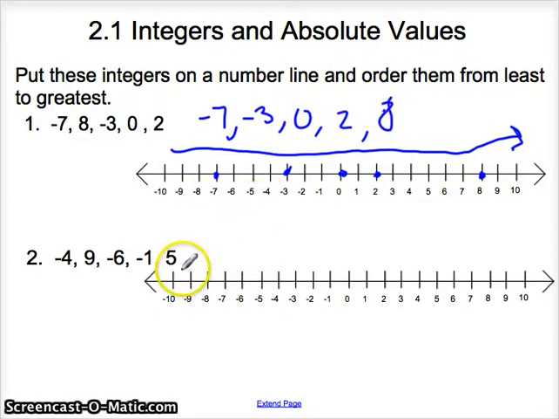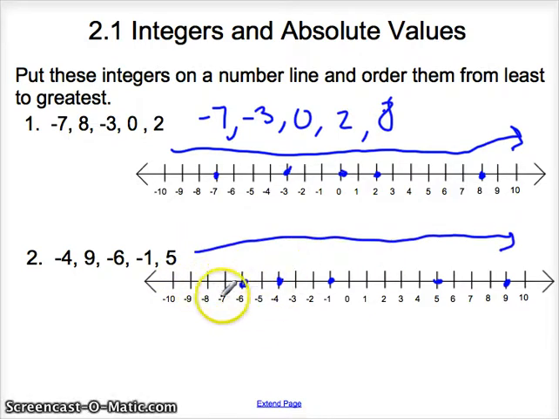Next problem, we have to do the same thing. We have to put these integers on this number line. So we start with -4, a +9, a -6, -1, and 5. Again, we have to move from least to greatest, left to right. So the first dot moving from left to right, least to greatest, is -6. Then we have -4, -1, 5, and 9.